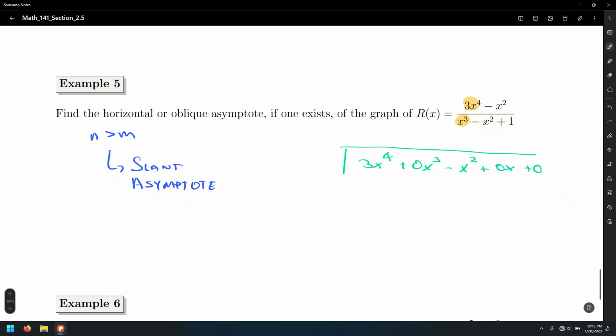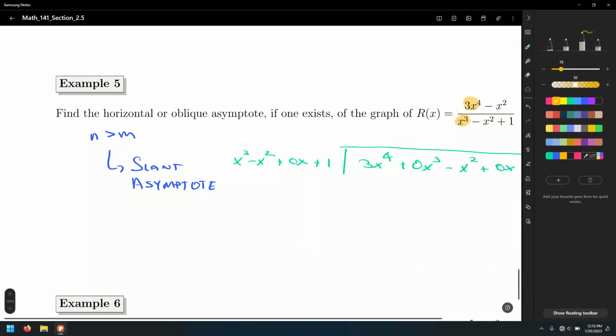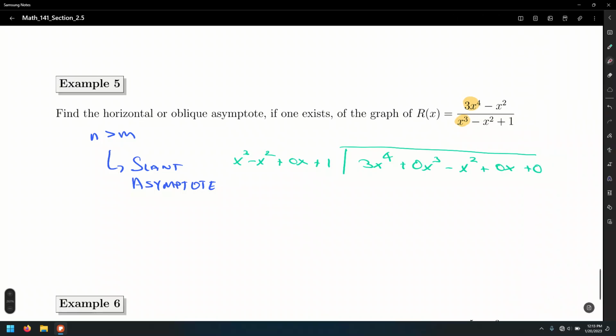Well, so we divide by x cubed minus x squared. Notice we don't have an x to the 1st power in this case, so let's add it as a placeholder by adding a plus 0x and then just bring down the plus 1. And well, so to do the polynomial long division, all we do is divide the leading term of the dividend by the leading term of the divisor.